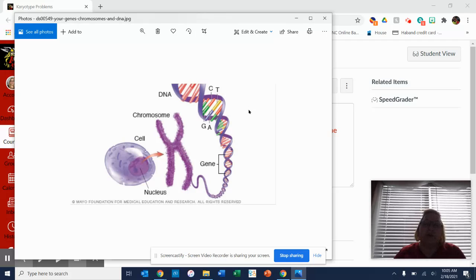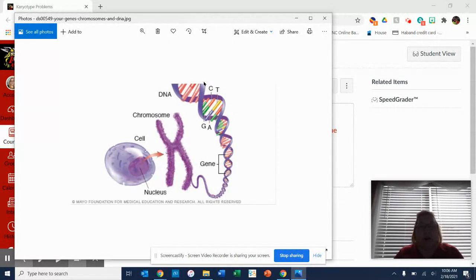Looking at this first, remember we've got cytosine, which pairs with guanine, and thymine pairs with adenine. The order of those base pairs is what creates a gene. A gene tells your body how to make traits like height or eye color or personality type. All of those things are encoded in the genes that are in your DNA.